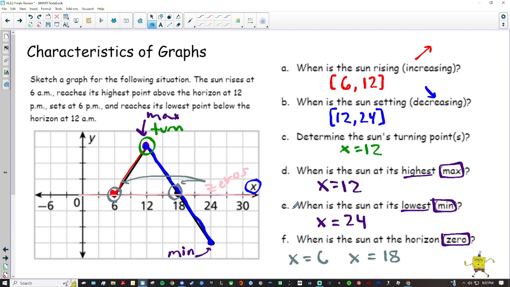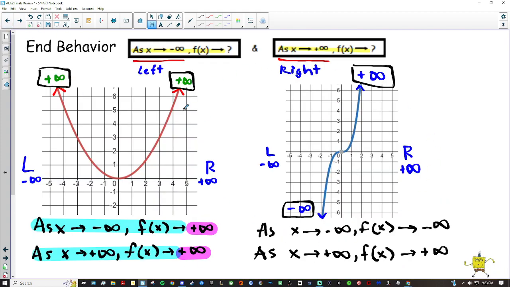All right, that is your first topic of your final. You have to know your characteristics, these important terms, and you'll be able to look at a graph and pick them. And you'll have to know your end behavior. Make sure you know these two things.